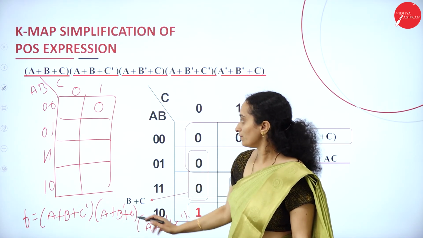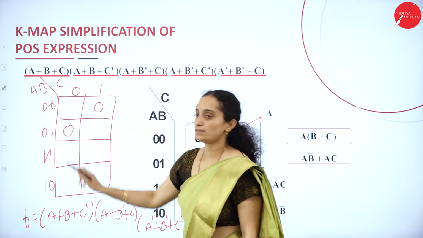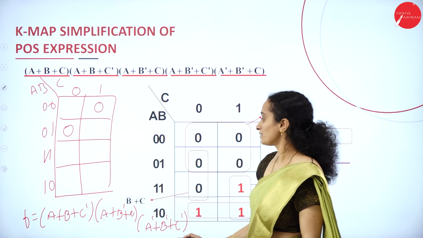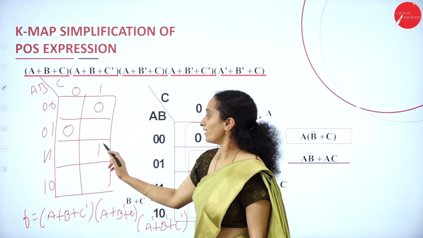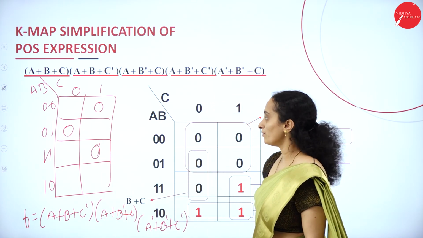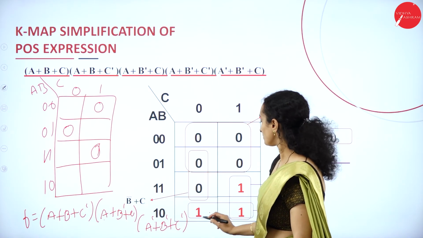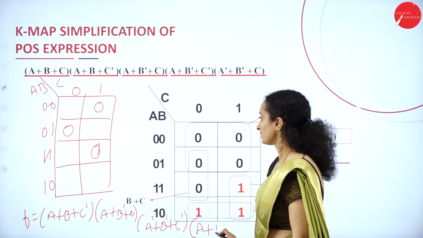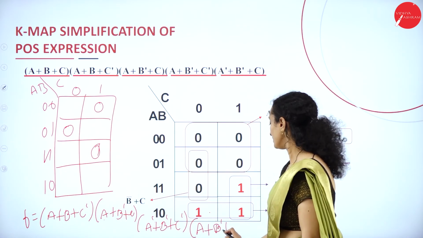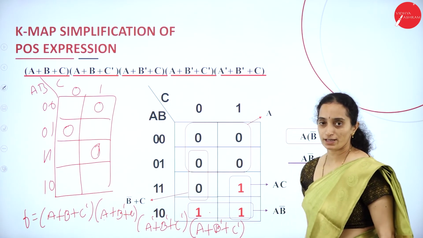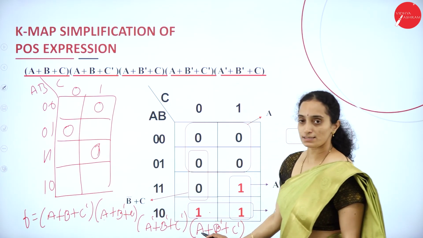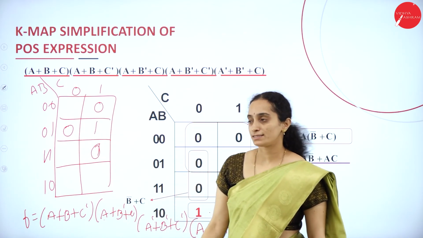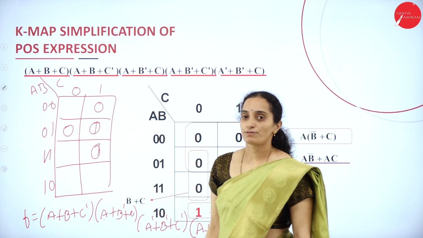Next is 0, 1, 0. Then we have A dash, B dash, C dash. That is 1, 1, 1. Now this is 0. Then if you take the expression A plus B dash plus C dash. If you take another expression, it is 0, 1, 1. If you take this expression, so 0 will be considered.